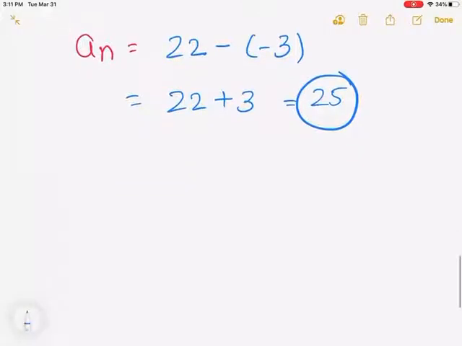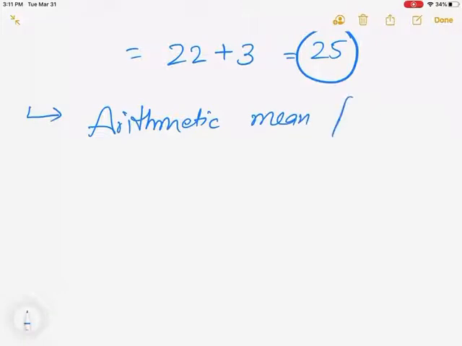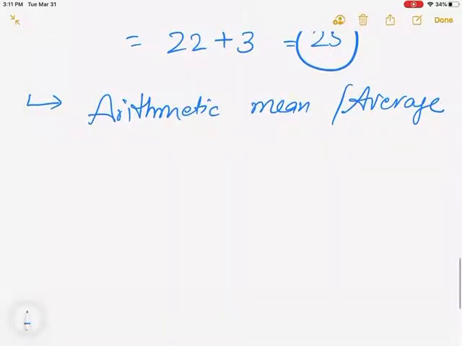And I have one more thing to show you guys. One more concept, I would say. It's called arithmetic mean, or you can even call this average. Now, the reason I said average is because there's a pattern. If you look at any arithmetic sequence carefully, there's a pattern. Let me just put up one.